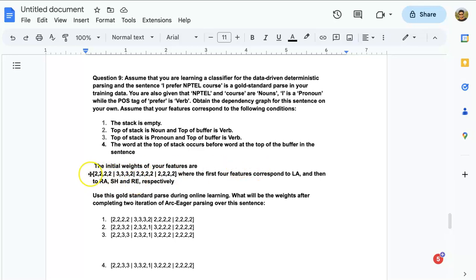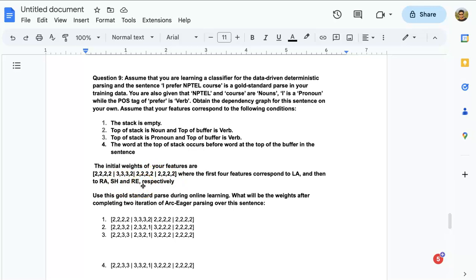So the first 4 weights are related to left arc, for each of these features. The second 4 are for right arc and these 4 features. And the others are for shift and reduce.